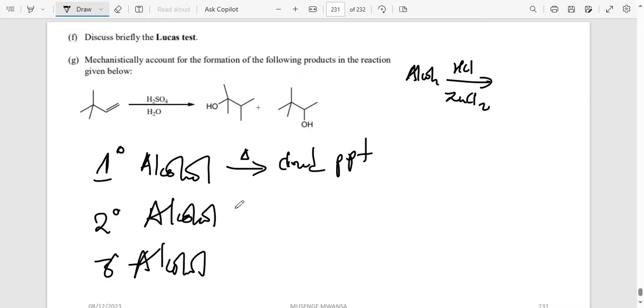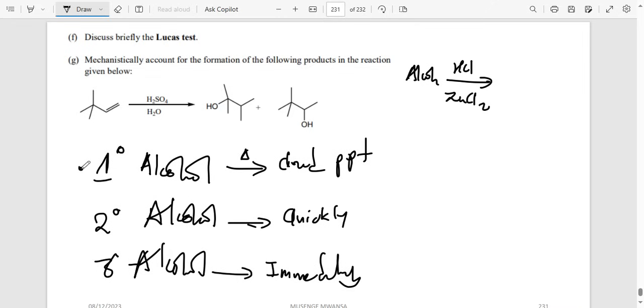When you are talking about secondary alcohols, they are going to react with the Lucas reagent quickly. Okay, these ones are quick. Tertiary alcohols will react with the Lucas reagent immediately. So in other words, primary alcohols are very hard to react with Lucas reagent. Okay, very hard. That's why we're even heating. For the others, at room temperature, they'll just be able to react.